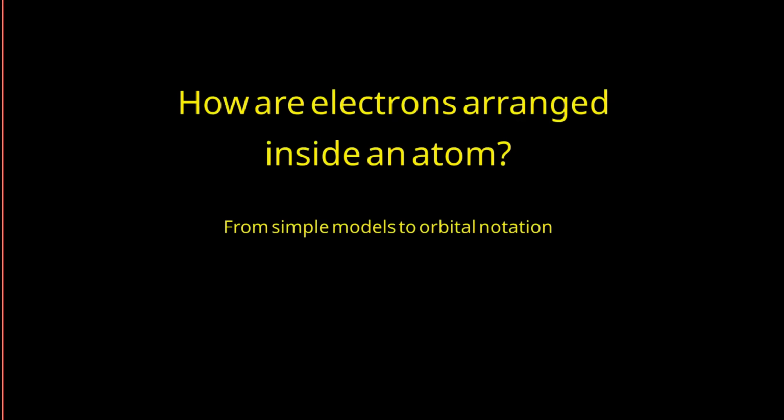Have you ever wondered how electrons are arranged inside of an atom? Today, we're diving into electron configuration and orbital notation, the keys to understanding how atoms behave, bond, and form the world around us. By the end of this lesson, you'll know how to write electron configuration step by step, use orbital diagrams to visualize electron placement, and even predict chemical properties just from the way electrons are arranged.